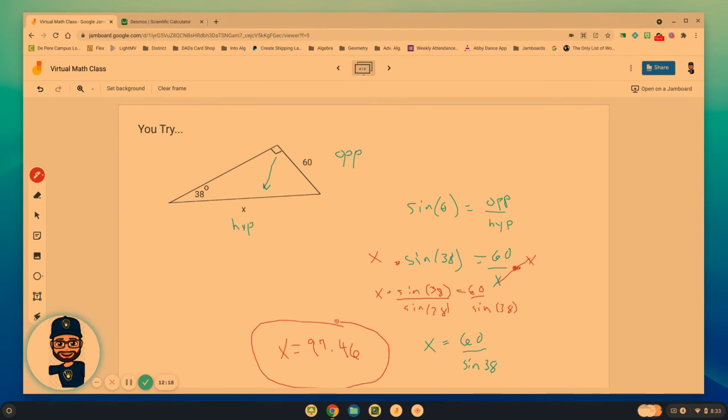So that's how we can use these trig ratios to help us find the missing sides. Identify what sides you're working with based upon the angle that's given, and then figure out which trig ratio you need to set up and work backwards to solve.